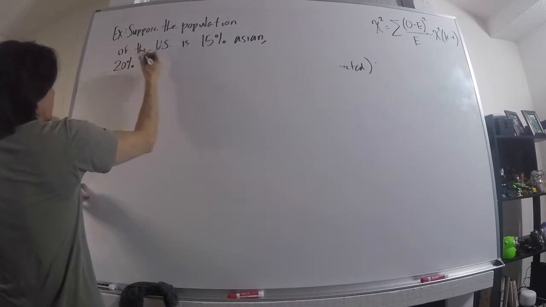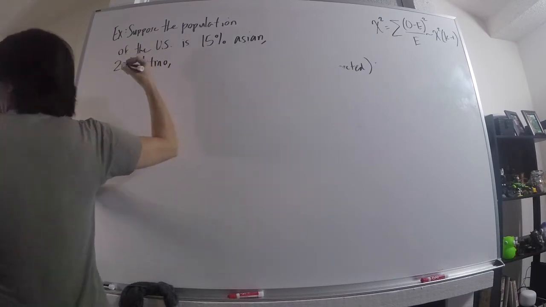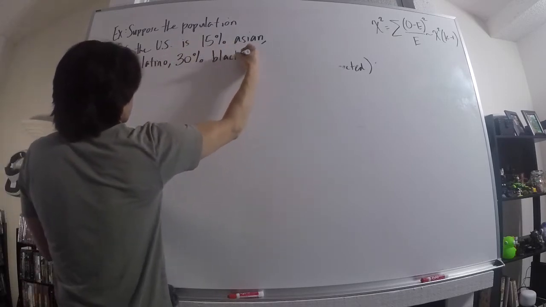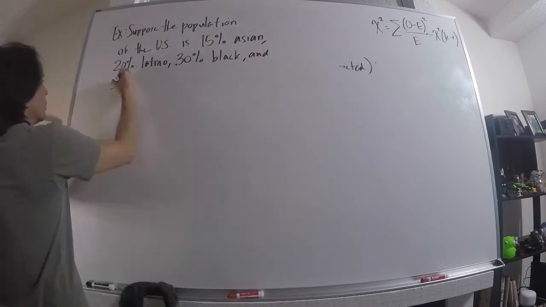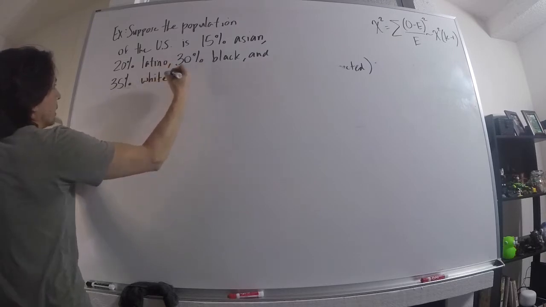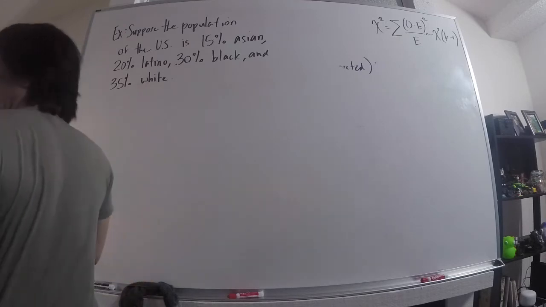We're going to go with 15% Asian, 12% Latino, 30% Black, and 35% white. That's 100%. Again, just trying to streamline the categories down to 4 so we can just see how this test works. But anyway, that's our fake breakdown of the United States population. Okay.